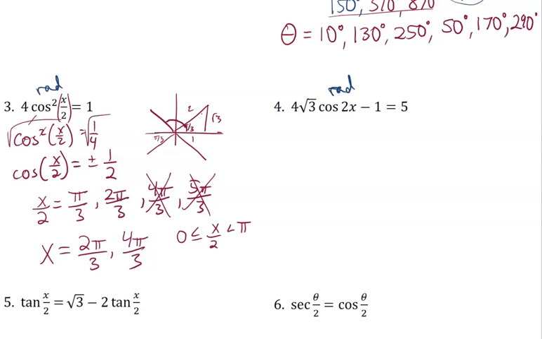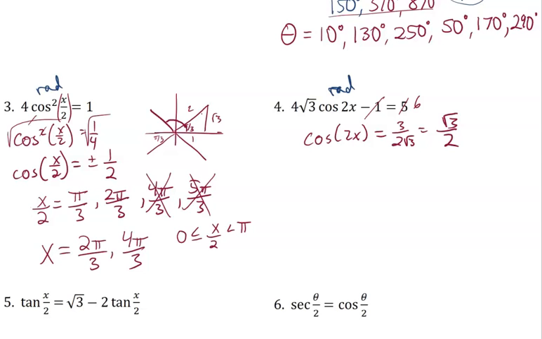All right, number 4, again, we are undoing what's being done to the x. So I'm going to add 1. I'm just going to do this, make this a 6, divide by 4 root 3. So then I have cosine of 2x equals 6 divided by 4 root 3, which is going to be 3 over 2 root 3, which is root 3 over 2. Okay. So cosine of 2x is equal to root 3 over 2.